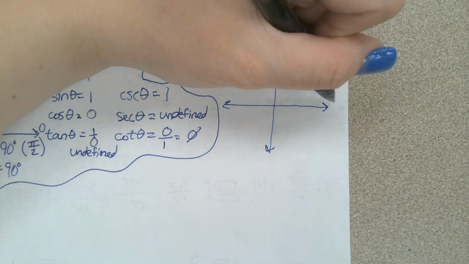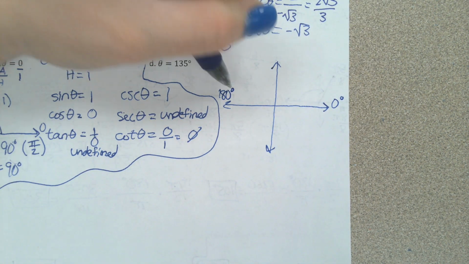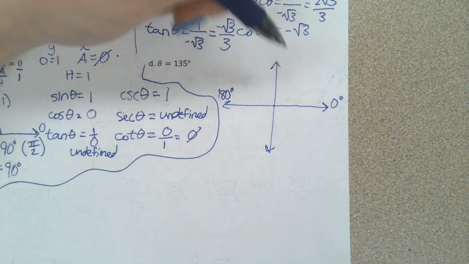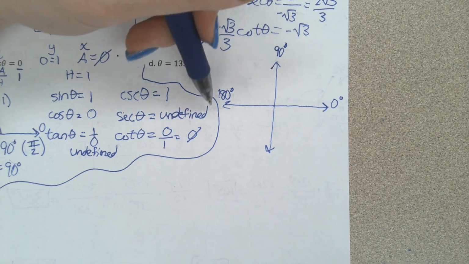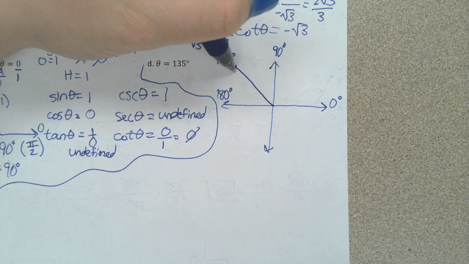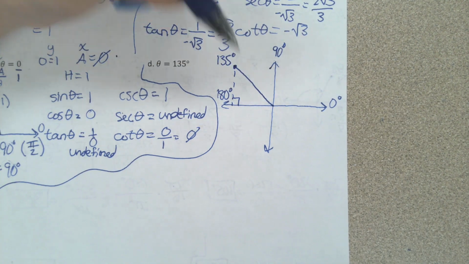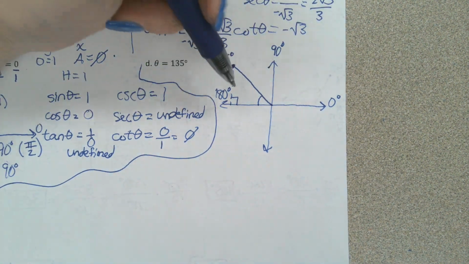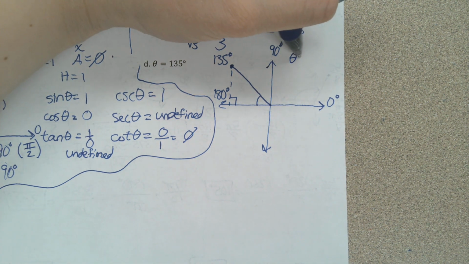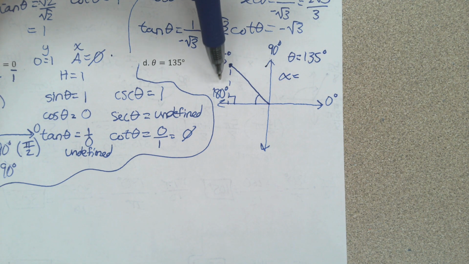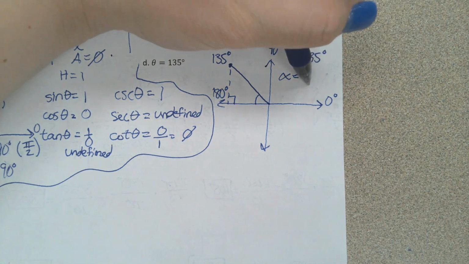So if we think about it, 0 is on the right, 180 is on the left. 135 is in between these two, closer to 180 for sure. And we know 90 is in the middle. So we know it's for sure in quadrant 2. Drop down our perpendicular. All right, let's see. We need to find our alpha. So we know theta is 135. Alpha is the distance from our theta to the closest x-axis, which will be going this way. 135 to 180, that is 45 degrees.